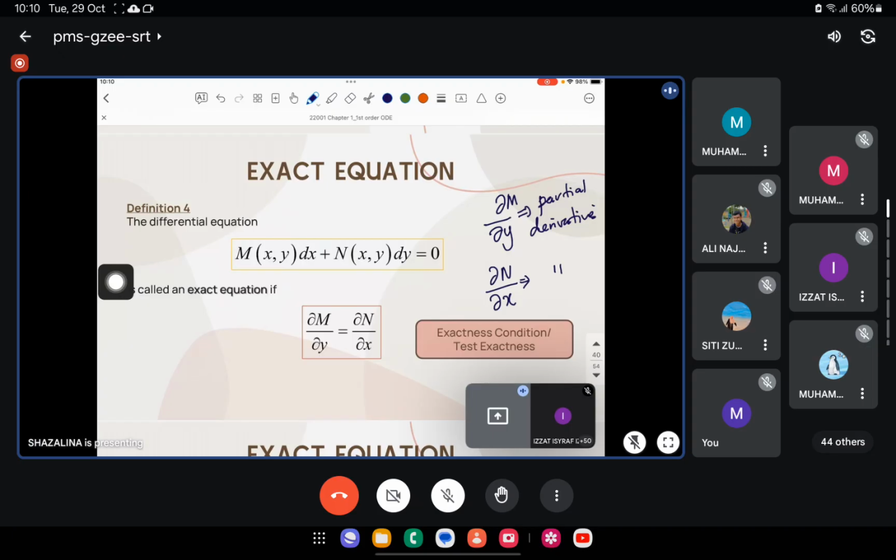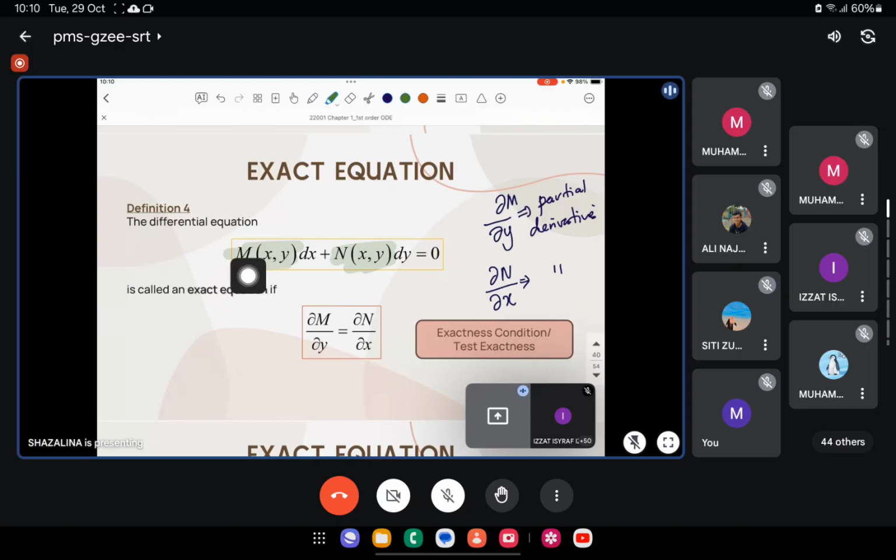M ni satu function. This is one function. You can recall what did I teach you? Function, we have 3 type of function: polynomial, exponential, and trigonometry. So M is a function and N also is a function. Differentiate function M with respect to y, differentiate function N with respect to x. Why we have to consider with respect to y, with respect to x?